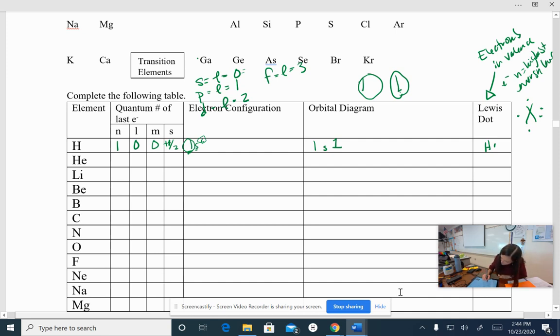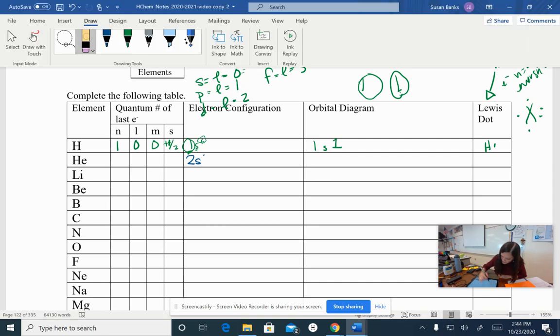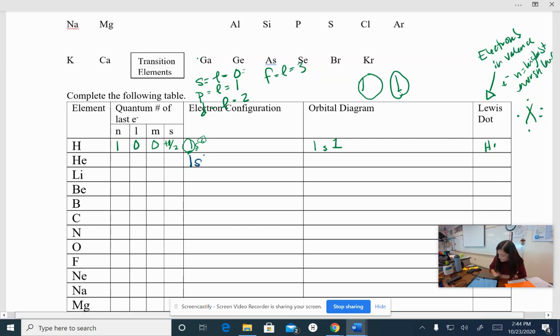So for helium, my electron configuration would be 2s, or sorry, not 2s. Oh my gosh, I'm losing my mind. Sorry. It would be 1s because we are in the first energy level. We are in an s orbital, but we've got 2 electrons. Okay? So our orbital diagram would be 1s, and in that orbital we would have both an upspin and a downspin electron. Our dot, because this is our outermost orbital, and we have 2 electrons, our dot here would be helium's symbol with 2 dots showing the 2 electrons in that outer.